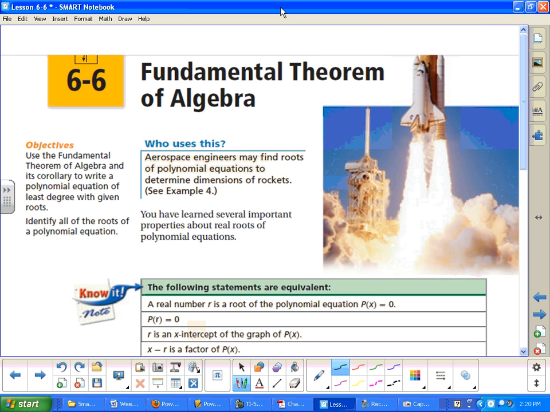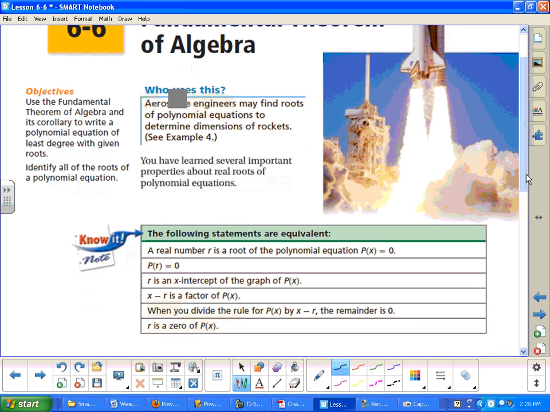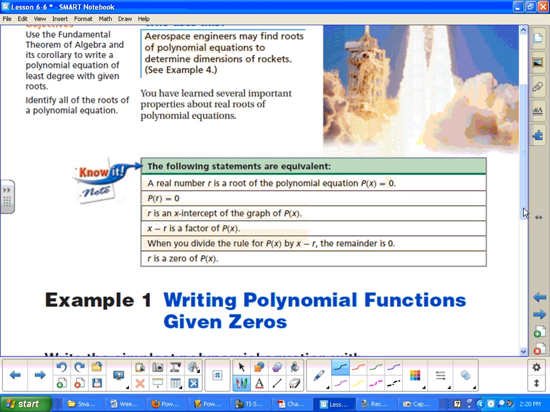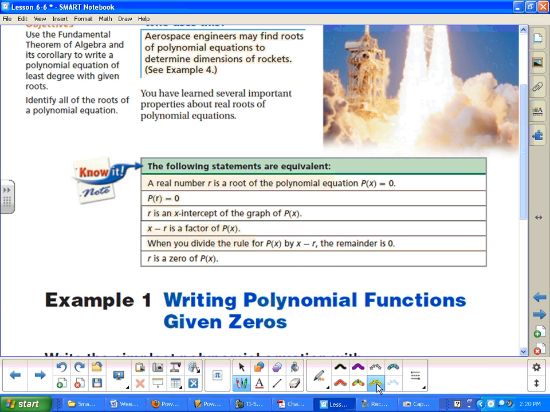Okay. So this lesson is called Fundamental Theorem of Algebra. And we're going to continue to focus on zeros, roots, x-intercepts. So here we have this nice table. It says the following statements are all equivalent. What does that mean? Okay, they're all equal. They're all the same.